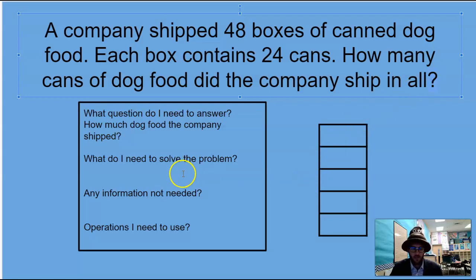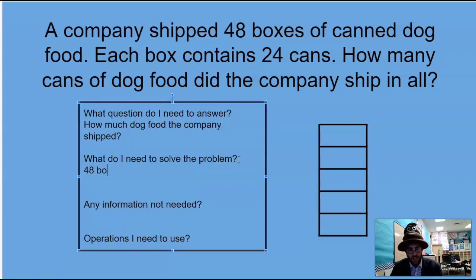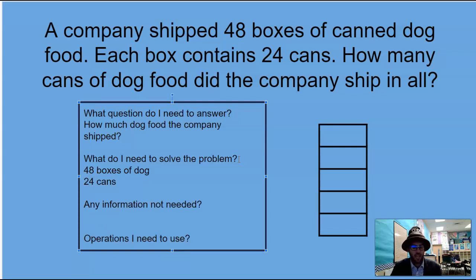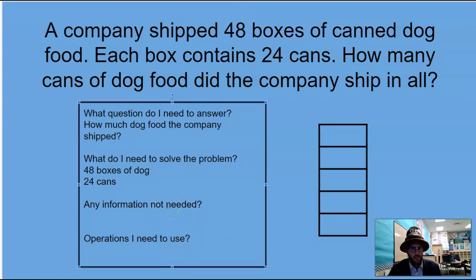What do I need to solve the problem? So I go up there and I look at the information that I'm given. And I see that they shipped 48 boxes of dog food. So I'm going to need to know that. And that each box contains 24 cans. That's all the information that I see in this problem that I'm going to need. You can usually figure it out, especially if there are numbers. I always look for the numbers in the problem because that's usually a surefire way to get most of that information. I also ask if there's any information that might be in the problem that I don't need. For this problem, there's not.